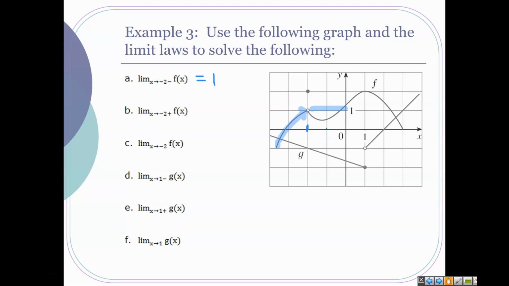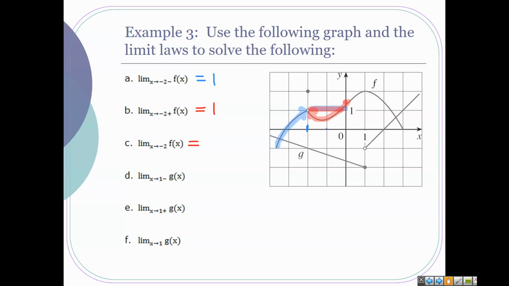The limit as x approaches -2 of f of x from the right. So now I'm going to trace my graph coming in from the right, and I see that it is at the same height as it was from the left. So it is also equal to 1. So the left-hand limit equals the right-hand limit. Therefore, the limit as x approaches -2 of f of x is 1.